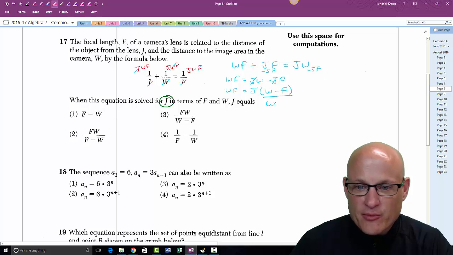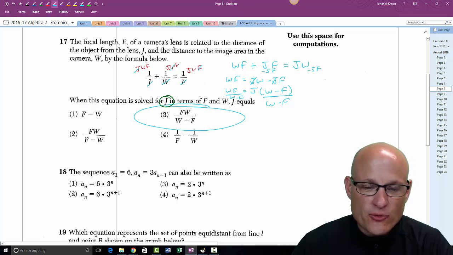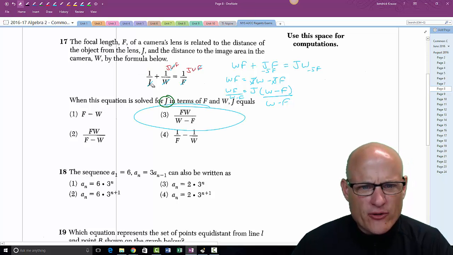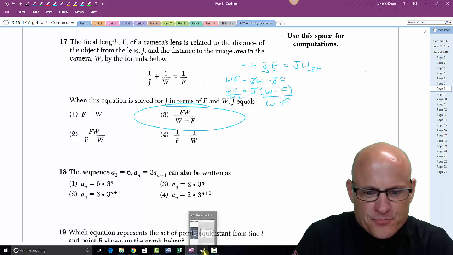And finally, I just divide by W minus F, divide by W minus F, and I get what? WF over W minus F. Choice 3. Now, I wonder if there's another way to do this problem. There's probably a different way to do this problem, like picking a number.